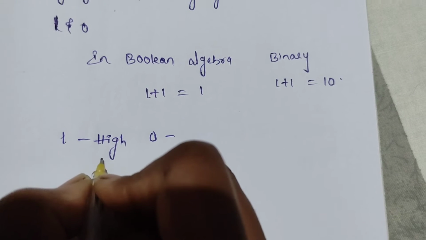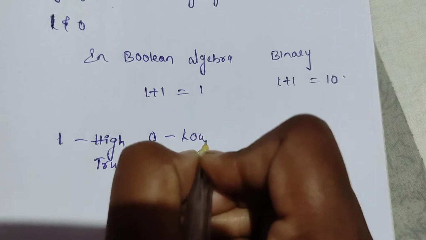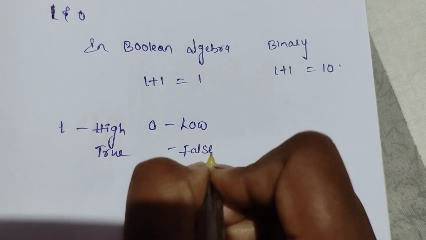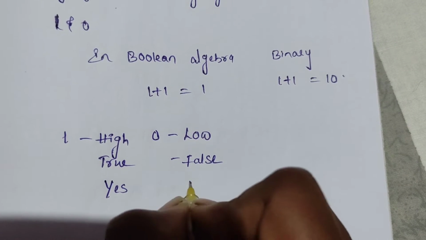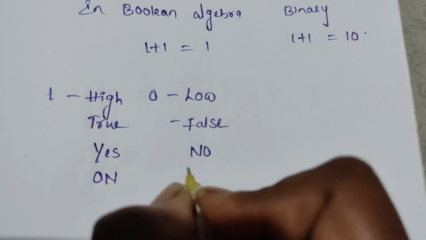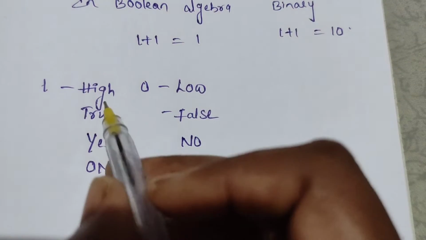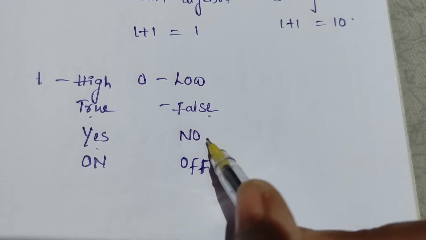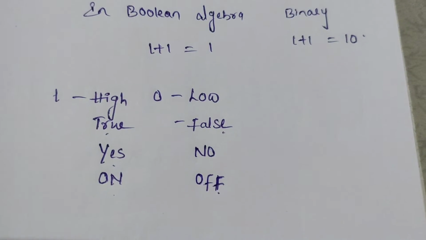1 is high value or true, and 0 is low, and 1 is true means 0 is false, and this is yes, this is no. 1 is treated as on, this is off. And if we deal with the voltages, this is high voltage and this is low voltage, and this is true, this is false, this is yes, this is no, this is on, this is off. So 1 is treated as this and 0 is treated as this.